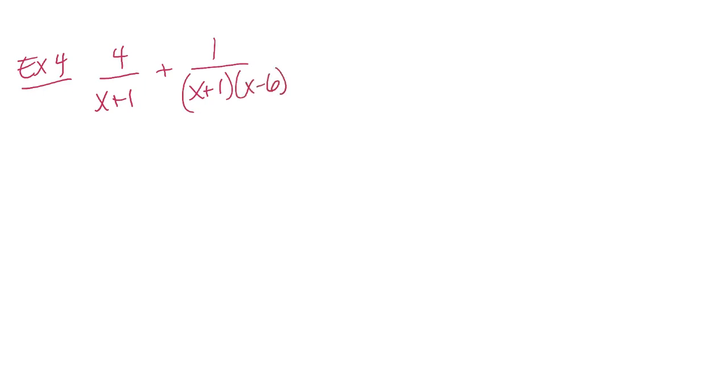All right, looking at the second type of problem that we had from yesterday's lesson. Example 4: 4 over x plus 1, plus 1 over (x plus 1)(x minus 6), equals 1 over x minus 6. So yet again, the first step is to always identify your common denominator. So it will be (x plus 1)(x minus 6).